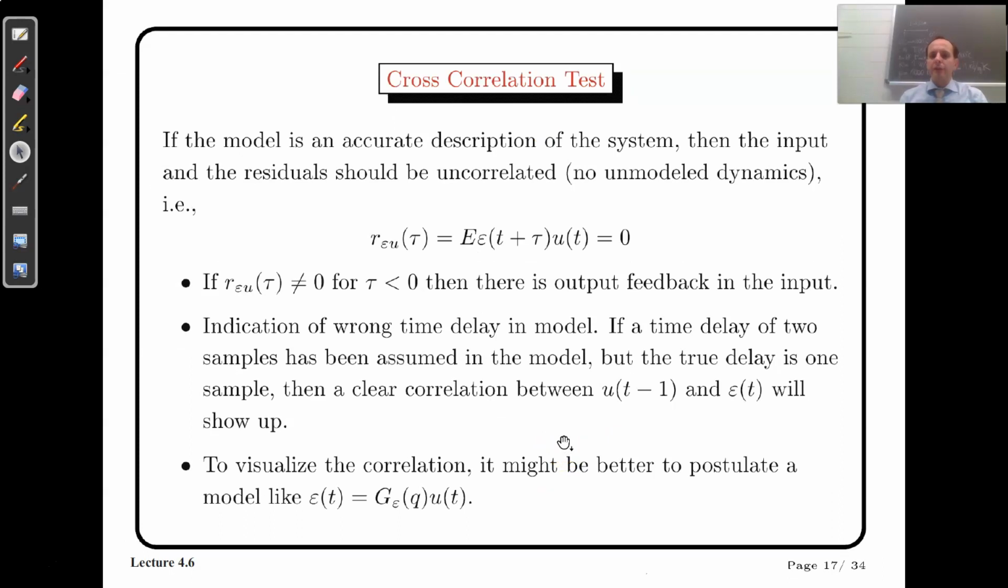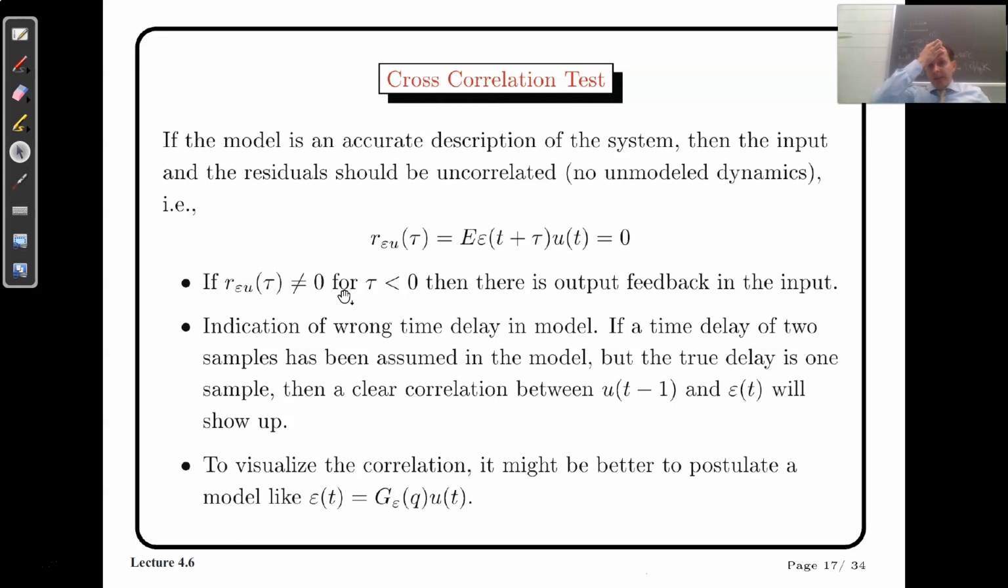A cross-correlation test is another test that you may need to perform. If the model provides an accurate description of the system, then the input and the residual should be uncorrelated, so we don't have any unmodeled dynamics. It means that this cross-correlation, which in principle is computed as the expected value of the process epsilon multiplied by u, for a variable tau, of course for tau different from 0, should be 0.